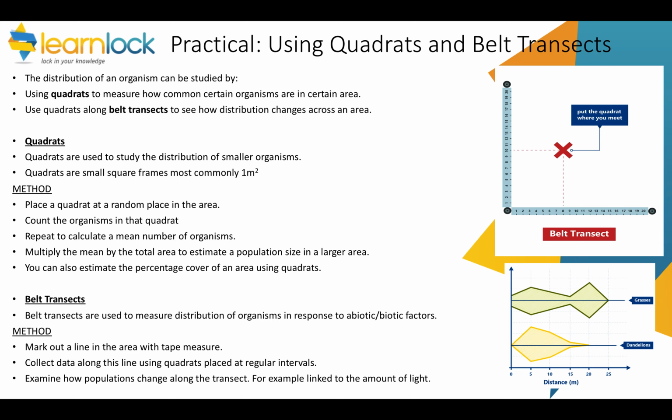Another way to use quadrats is as a belt transect. So what you would do here is you'd actually mark out a line with a tape measure and you'd place the quadrat, not at random this time, but at regular intervals along the way.